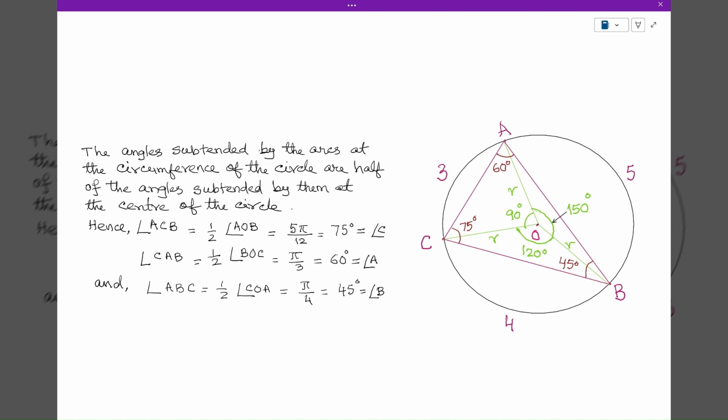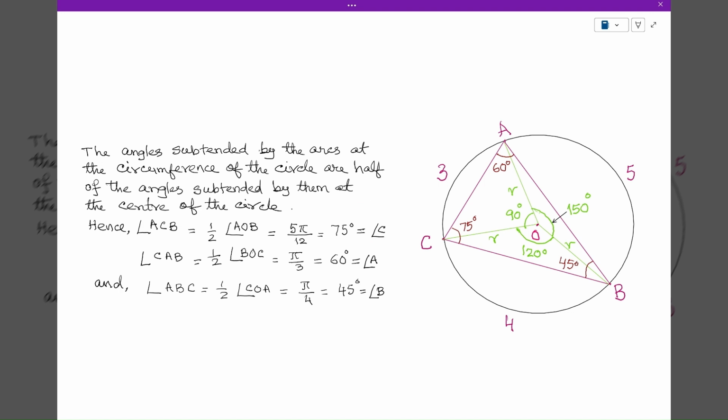Using this principle, angle at C will be half of this angle, because this arc subtends angle 150 degrees at the center, so the same arc will subtend half of 150 degrees, that is 75 degrees, at the circumference. So angle C will be 75 degrees.